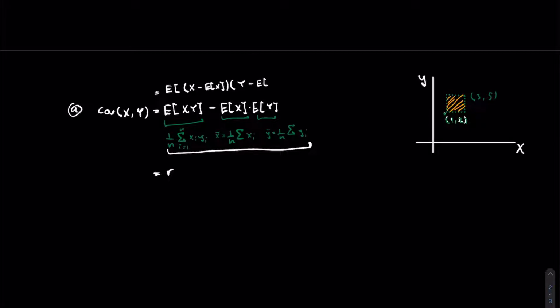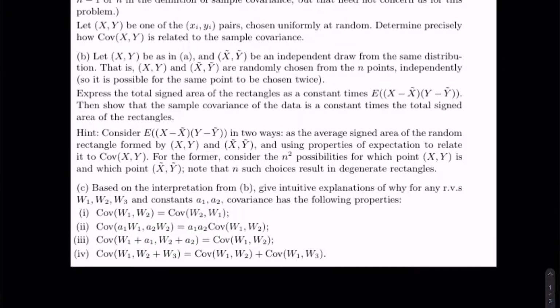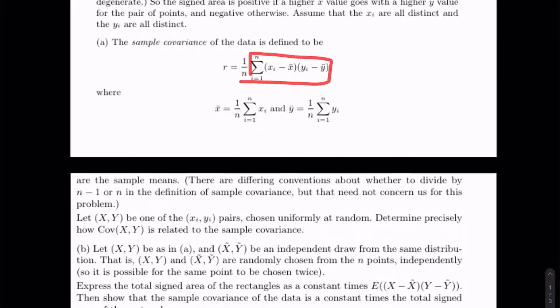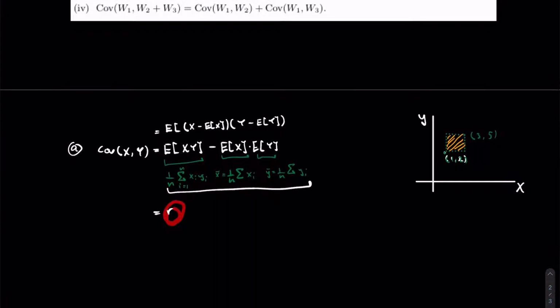Y, and the expectation over y. And this is basically this number, by just multiplying out these terms here. And that's what r is, if you look at its form given up here. And so basically the covariance of x and y is equal to the sample covariance r. Okay.